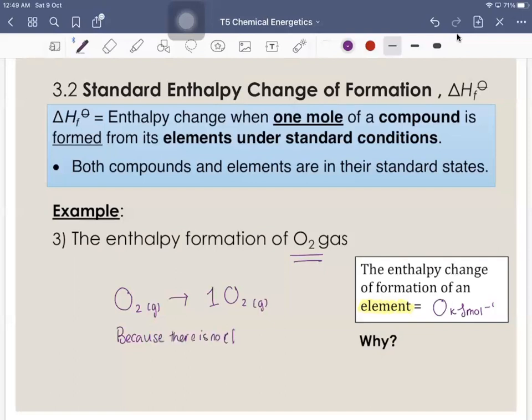Or we can say there's no reaction really. So if there's no reaction, then there isn't really a change in energy or change in heat. Actually, I will just omit the rest of this explanation because I already mentioned that there's no change, there's no reaction.